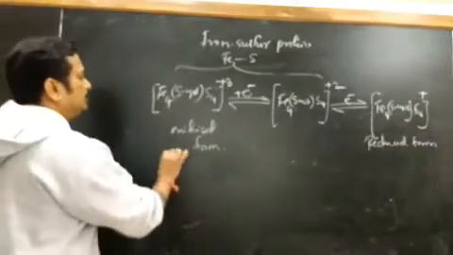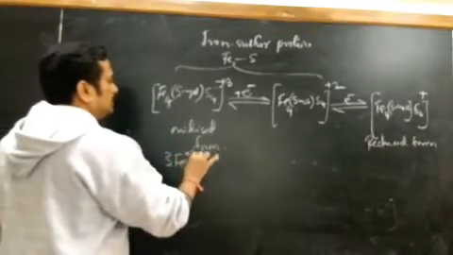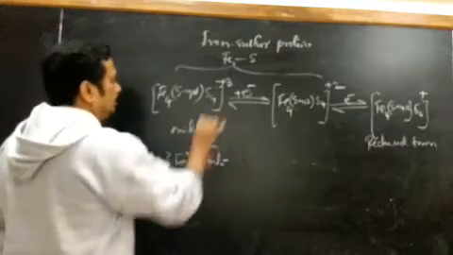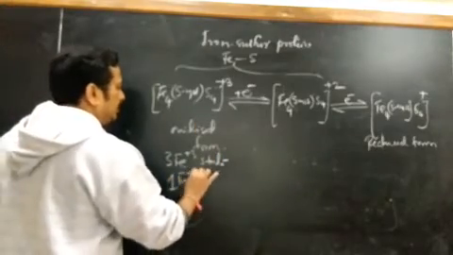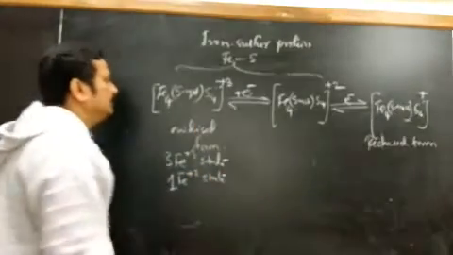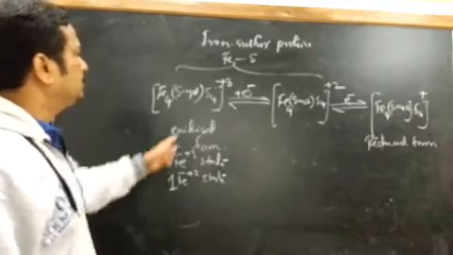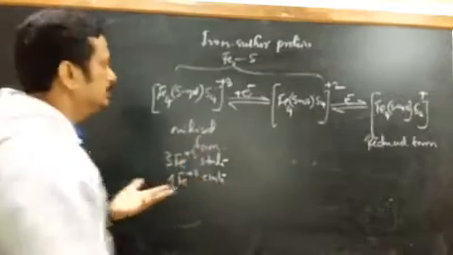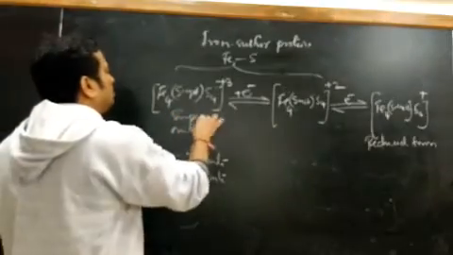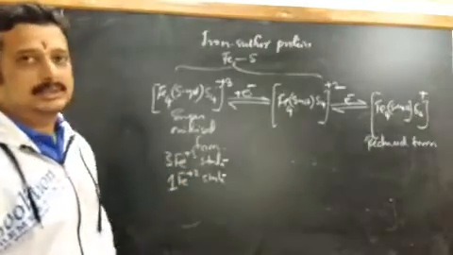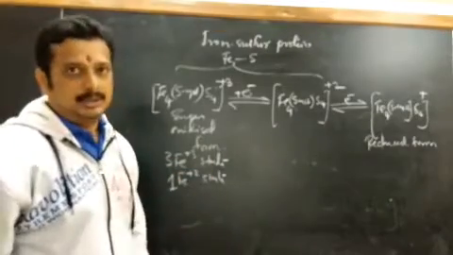4 Fe. Out of this, 3 Fe will be in plus 3 state, and 1 Fe will be in plus 2 state. That's why it is called the oxidized form, the superoxidized form. It is called a superoxidized form because here 3 Fe is in plus 3 state and 1 Fe is in plus 2 state.